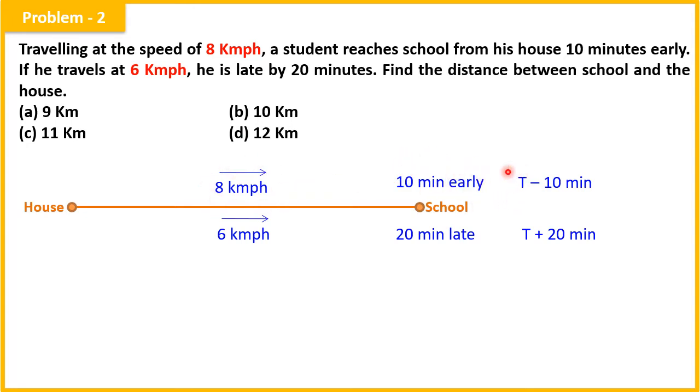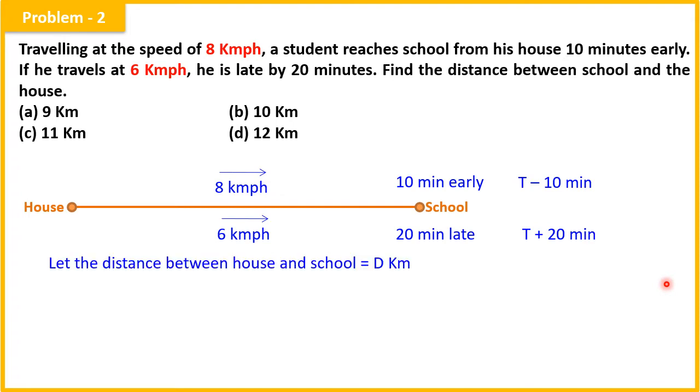Let us assume that t is the usual time in hours required to cover the distance from house to school. If his speed is 8 kilometers per hour, then he reaches 10 minutes early. It means he requires 10 minutes less than the usual time. So I will write t minus 10 minutes. Similarly, if his speed is 6 kilometers per hour, he is reaching 20 minutes late. This means he takes 20 minutes more than the usual time. So I will write here t plus 20 minutes.